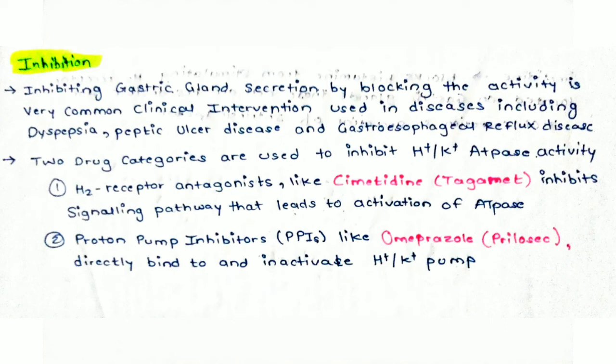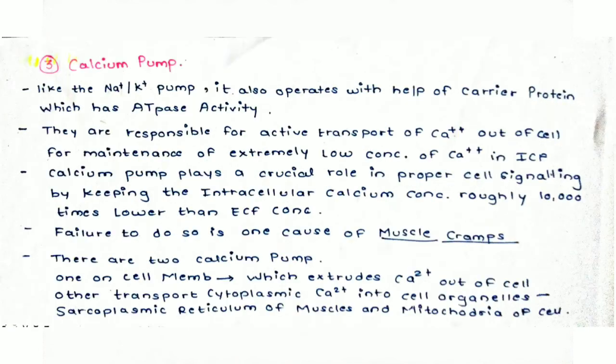The second category is proton pump inhibitors, PPIs, like omeprazole, or Prilosec, the common name, which directly bind to the hydrogen potassium ATPase and inactivate the pump. Moving on towards our last pump for the primary active transport, that is the calcium pump. Like the sodium potassium pump, it also operates with the help of a carrier protein which has ATPase activity.